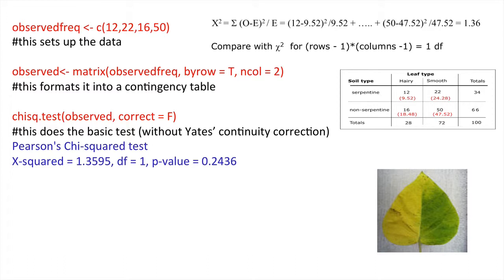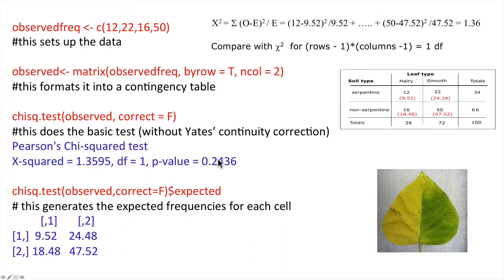In this case, I've gone without a technical adjustment to the calculation of chi-squared, and that is known as the Yates continuity correction. How would we look back at the expected frequencies which have helped to generate this Pearson statistic of about 1.36? Well, we simply go $ sign expected, and here we can rescue those very same expected frequencies.